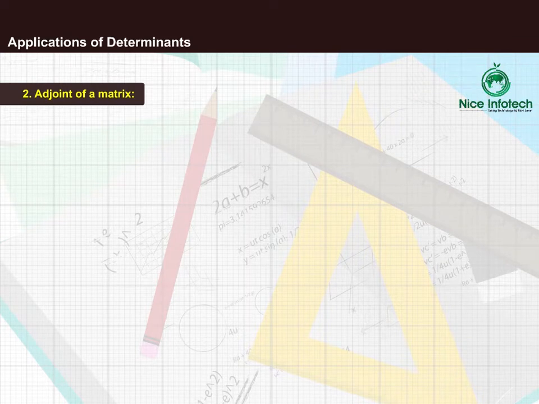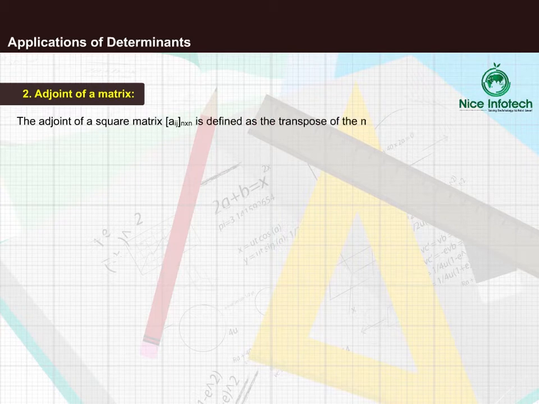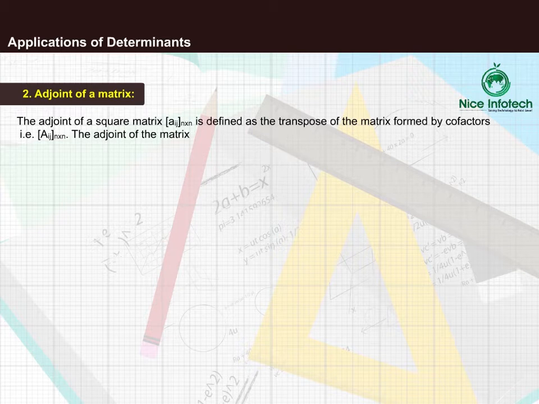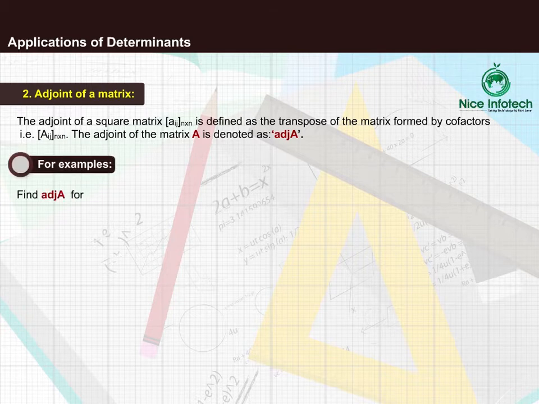Second, adjoint of a matrix. The adjoint of a square matrix A equals [aij] of order n by n is defined as the transpose of the matrix formed by cofactors, that is [Aij] of order n by n. The adjoint of the matrix A is denoted as adj A. For example, find the adjoint of A for the given matrix A.